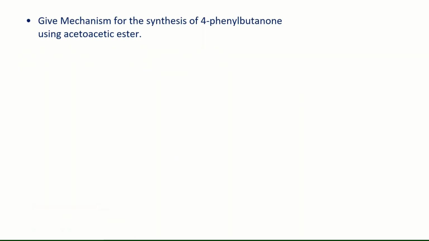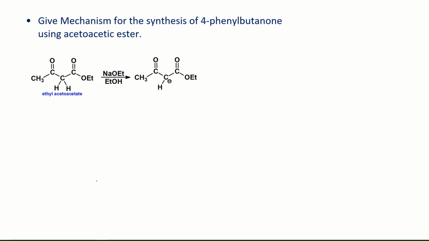So here we have a mechanism for 4-phenylbutanone. What you've got to realize is it's from the acetoacetic ester, so we should try to recognize the alkyl groups that are attached to the methyl ketone. So the mechanism will start off with, yes, deprotonation of our acetoacetic ester, and before we continue, I really want you to draw this compound. We'll talk about this in class.